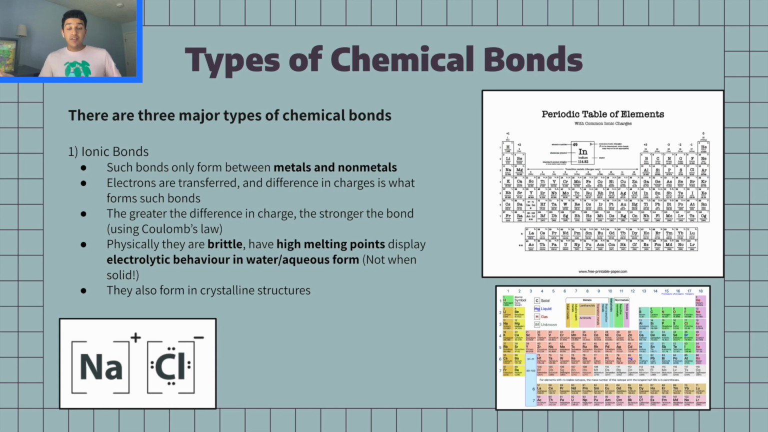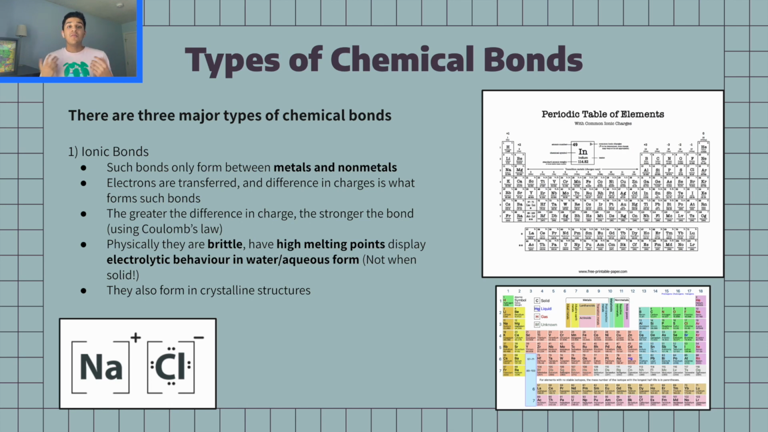Now, let's talk about why I know that the difference in charge dictates the ionic bond strength. The reason I know this is because of Coulomb's law, right? Based on last video, we talked about how Coulomb's law states that the force of attraction between 2 entities is determined by the distance between them and also the difference in charge between the entities. So I'm applying the same concept here where the greater the difference in charge, the stronger the ionic bond.